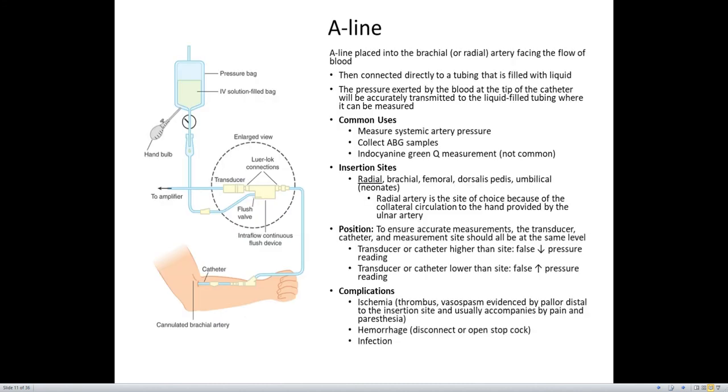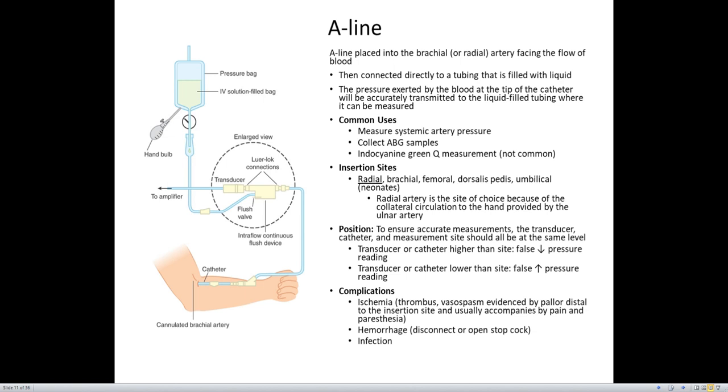Okay, an A-line or an arterial line is a line that's placed in an artery that will include a transducer for the purpose of being able to measure pressures. So it is placed in the brachial or radial artery, facing the flow of blood, and then it's connected directly to tubing that's filled with liquid. The pressure that's exerted by the blood at the tip of the catheter that's in the artery will be accurately transmitted to the liquid-filled tubing where it can be measured using the transducer.